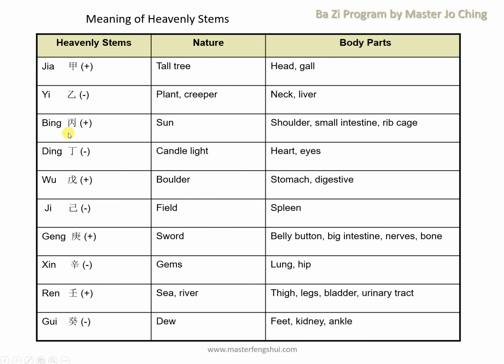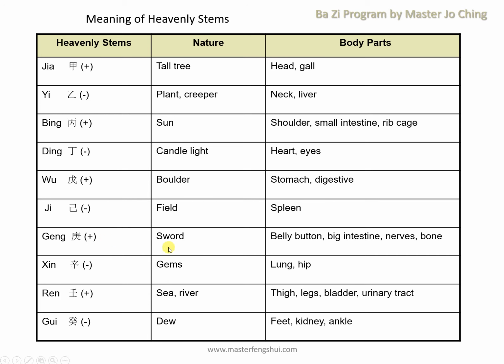Next, we go to Bing. Bing is actually represented by the sun, whereas Ding, fire, is candlelight. Then we have Wu, being the boulder, the big rock, the mountain, whereas Ji is the small little field or paddy field, or land.